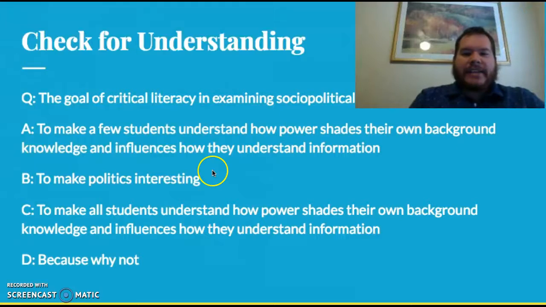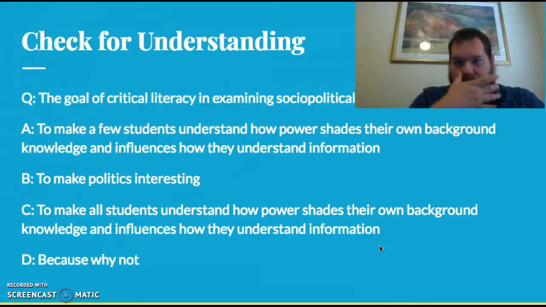So the correct answer to this is C, to make all students understand how power shapes their own background knowledge and influences how they understand information. It also goes into how they perceive information. It's like the lens they wear to the world. To make students identify that lens and be able to look at it critically will help them to remove the lens and use all of their background knowledge in a more objective way to observe world events and happenings, which is, again, a good goal for critical literacy.